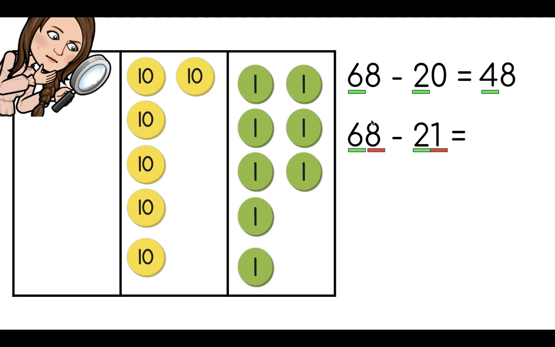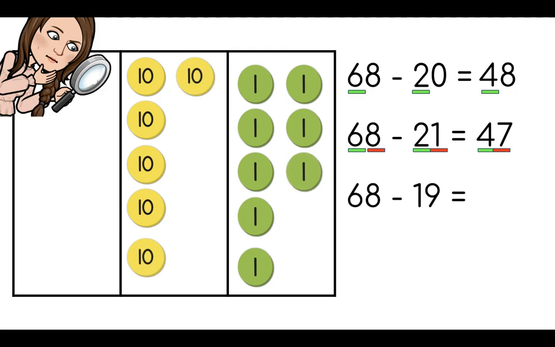Looking at our ones, I have 8 ones here, and I want to take away 1. 8 subtract 1 is 7. So 6 tens subtract 2 tens will give me 4 tens. 8 ones subtract 1 will give me 7 ones. I believe the answer is going to be 47. 68 subtract 21 equals 47. Let's remove 21 from our place value chart to check our answer. 4 tens and 7 ones. We were correct. Let's take a look at another number sentence.